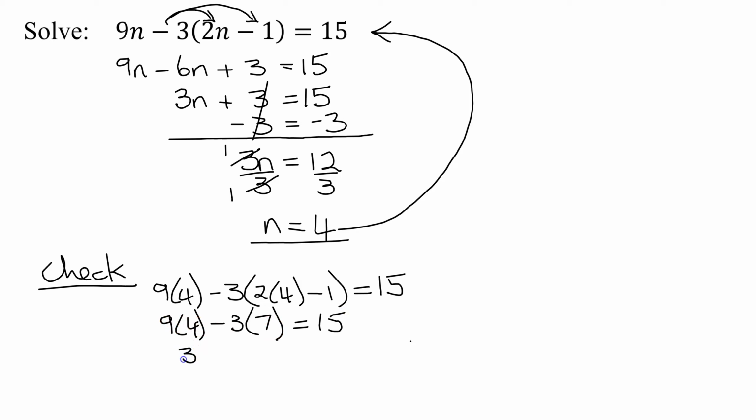9 times 4 is 36. Minus 3 times 7 is 21, should equal 15. And 36 minus 21 is 15. So does 15 equal 15? Yes, that means you got this problem right. The answer was n equals 4.